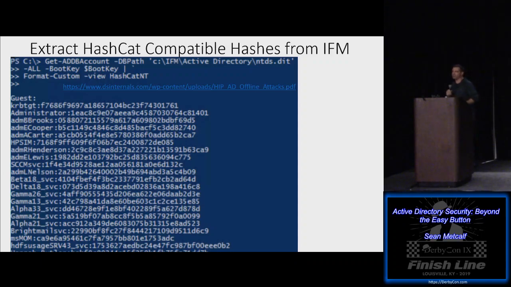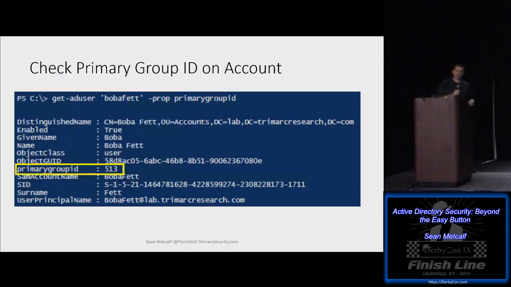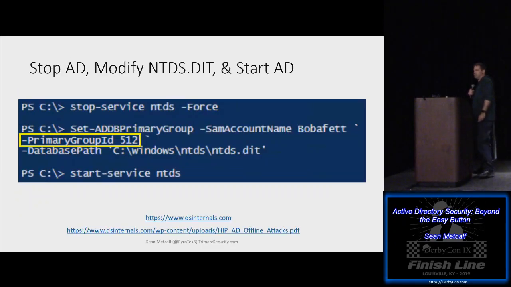So let's talk about some really interesting things you could do with this. We can check the primary group ID on an account. So here we have Boba Fett. Boba Fett's primary group ID is 513. That's Domain Users. That's what everyone should have. But let's stop the AD service on our domain controller and change this to 512. Anyone know what 512 is, the RID? Domain Admins. So if we change this to 512, we're basically adding this account to Domain Admins without modifying the membership of Domain Admins. And we're going to start the service again.